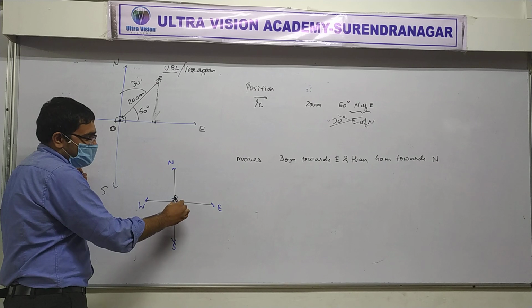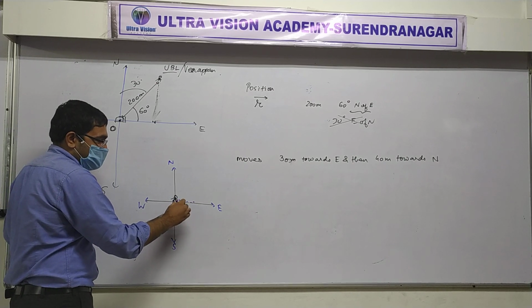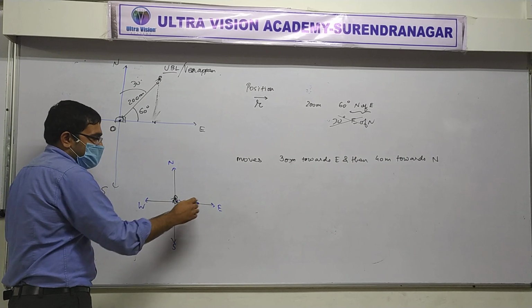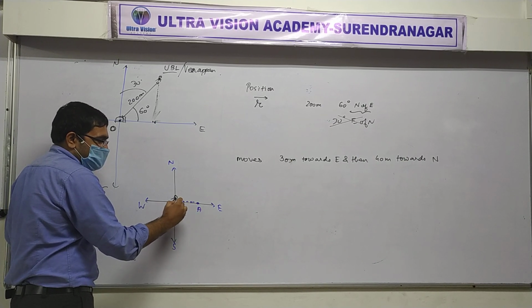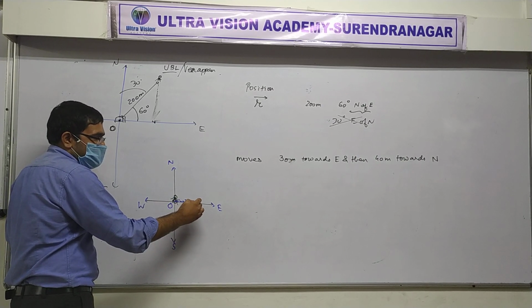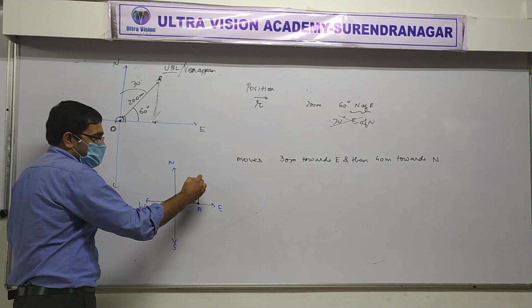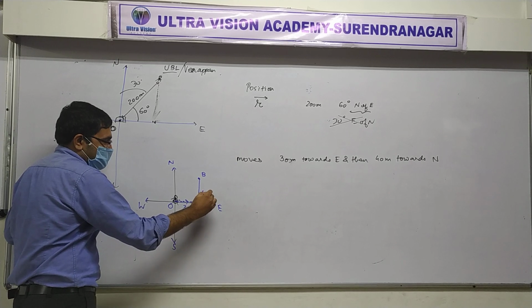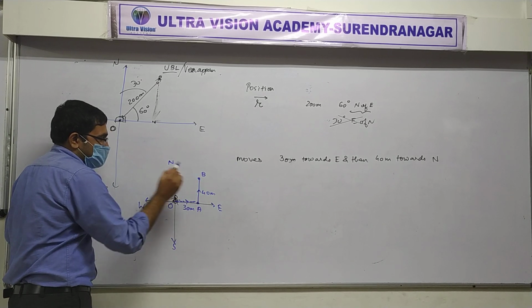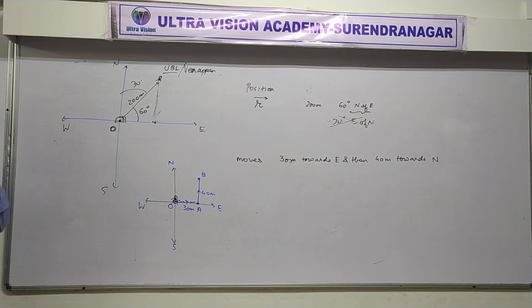So 30 meter east. So from here to here, correct? Yes. Okay, let's say this is O, origin, and suppose this is A. Then from O to A, and then what? From A towards B, the north. Let's say 40 meter north. So this is 30 meter, and that is 40 meter. Did you understand this? Yes.